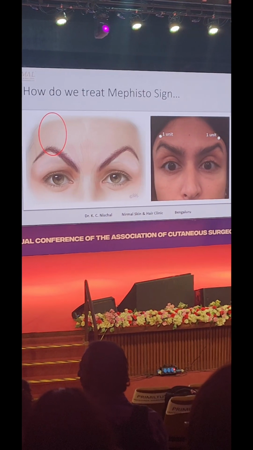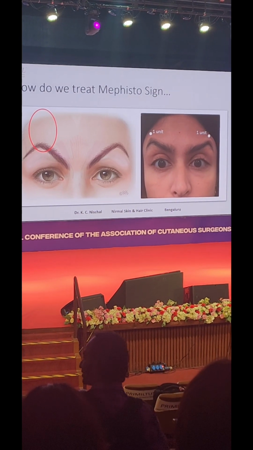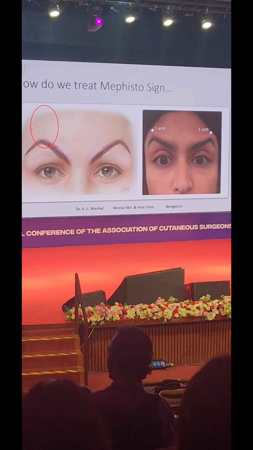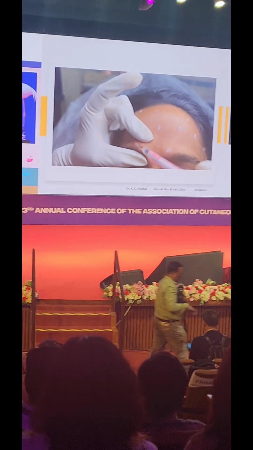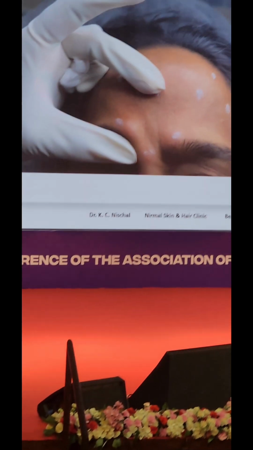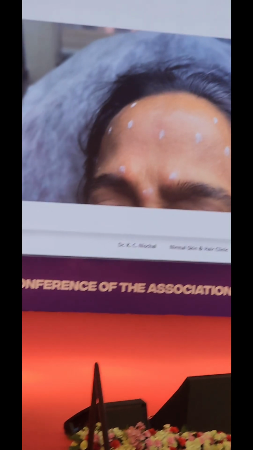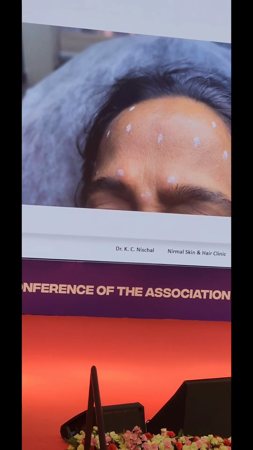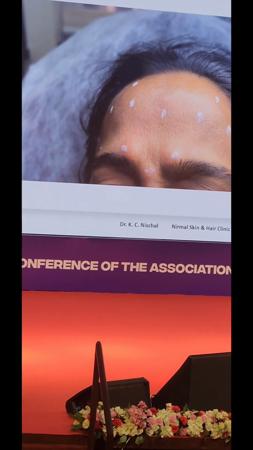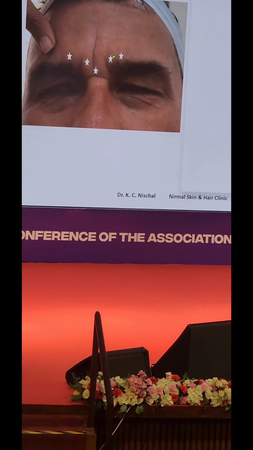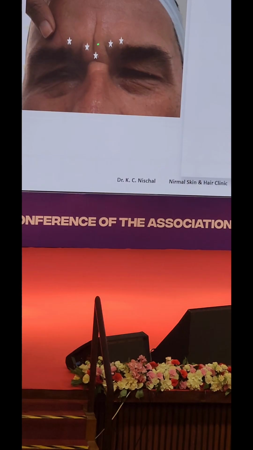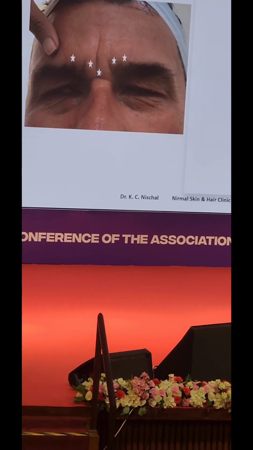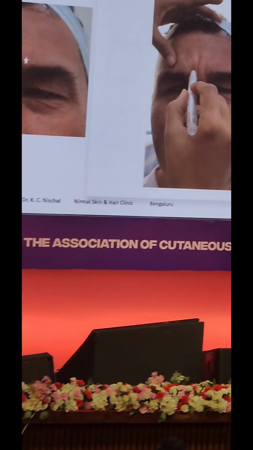You need to inject directly here, and that relaxes or drops down the Mephisto sign. Make sure that you are not injecting into the orbital ring, and that it's directly into the muscle. You inject about 4 to 5 units into the corrugator. The point medial here in the corrugator will be perpendicular. It goes directly into the muscle.